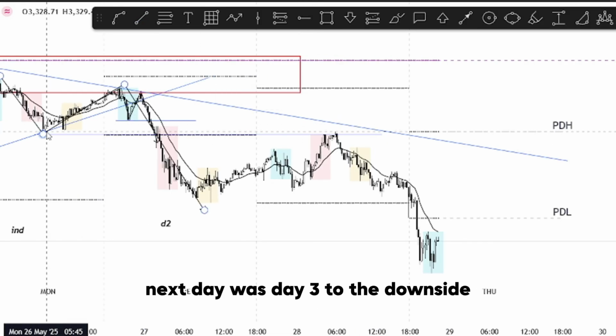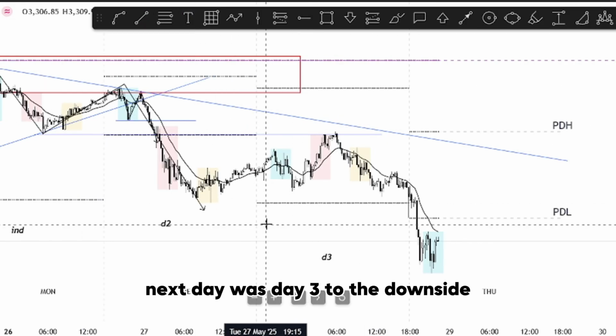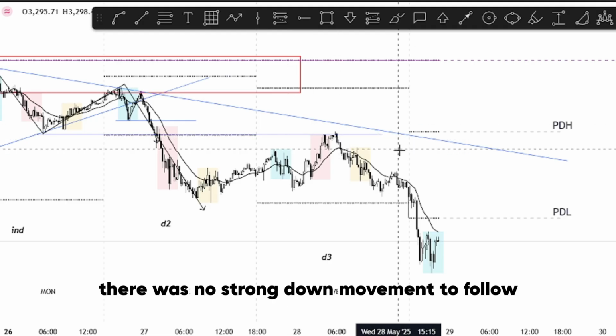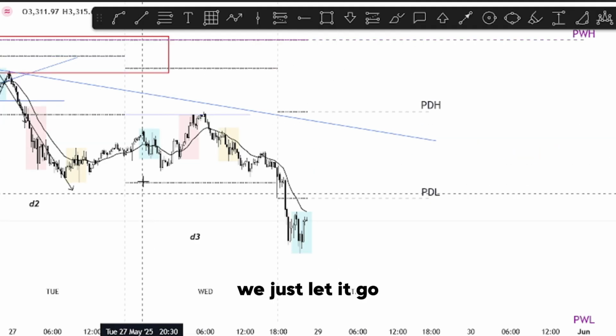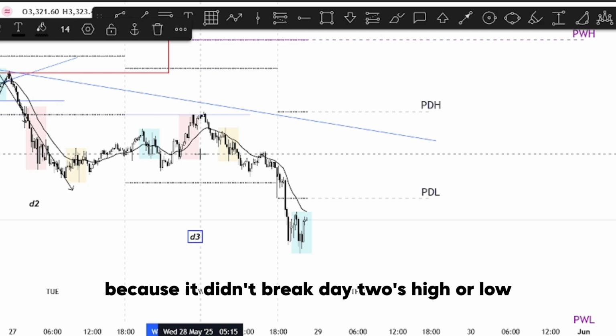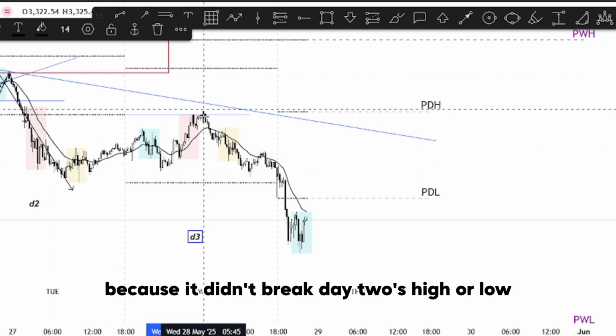The next day was day 3 to the downside. There was no strong down movement to follow. We just let it go. Also, it became an inside day because it didn't break day 2's high or low.